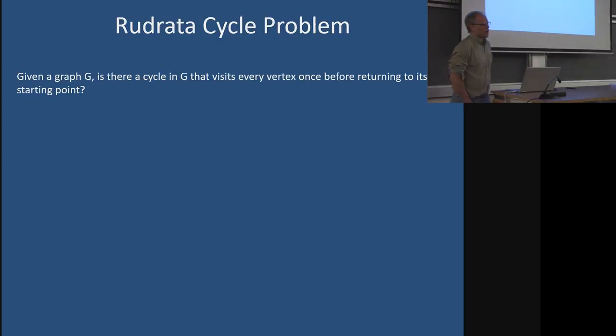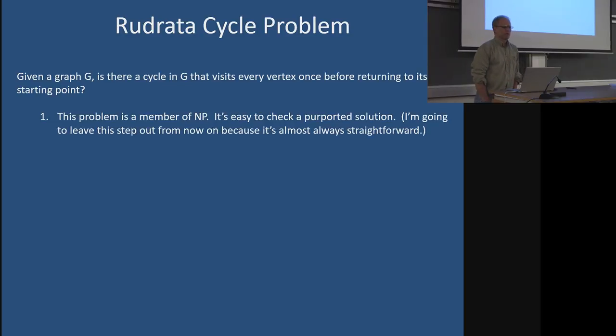Okay? Rudrata cycle problem. Given a graph G, is there a cycle that visits every vertex once before returning to a starting point? Also the Hamiltonian cycle problem. Okay, we've got to prove that it's a member of NP. What would be the argument? What would you have to, yeah?